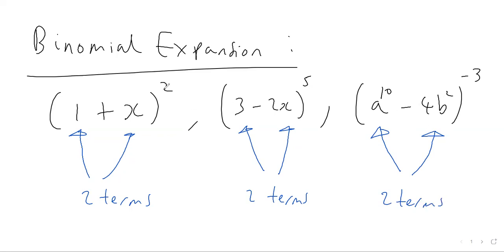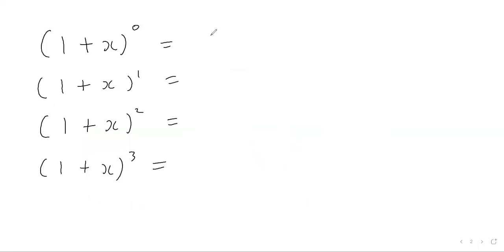And you can have powers of any kind. You can have positive powers like these. You can have integers. You can have rational numbers. You can have negatives like this one here. That's what a binomial expansion would be. So let's look at the simplest case of a binomial expansion.